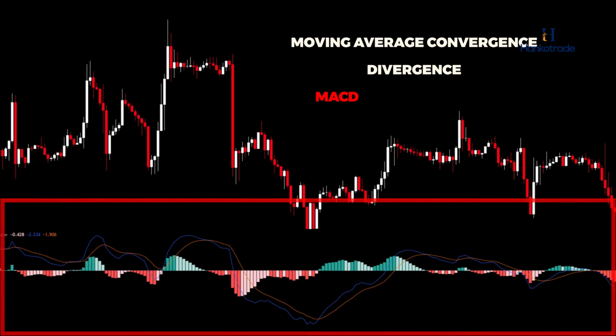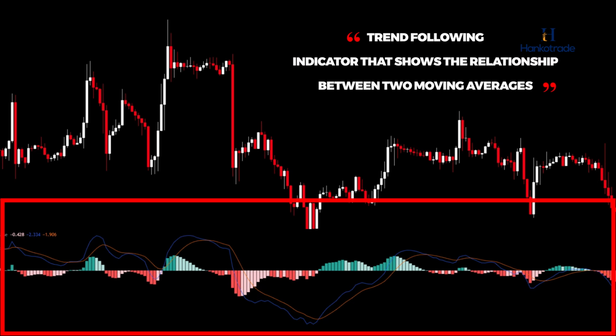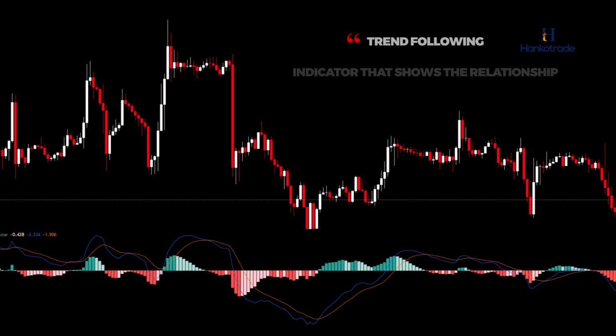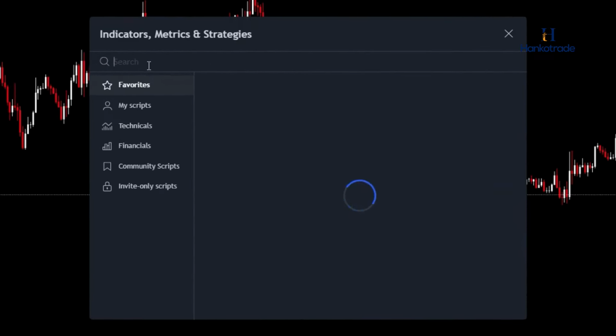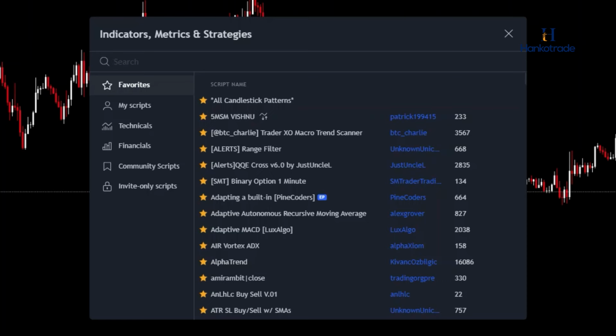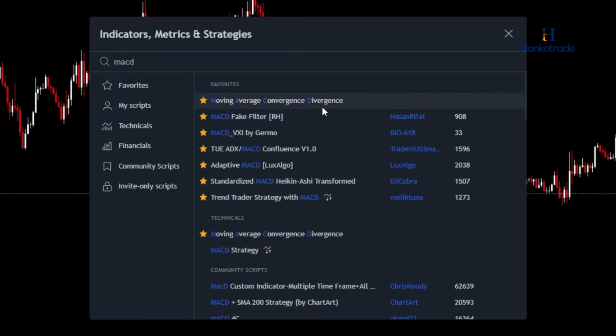The moving average convergence divergence, commonly known as MACD, stands out as one of the simplest and widely used indicators among traders. Essentially, it is a trend-following indicator that illustrates the relationship between two moving averages. So first, let's apply it onto our chart. First, you need to go to the indicator section on the TradingView website. Type in MACD and click on the one that appears on the top of the list.